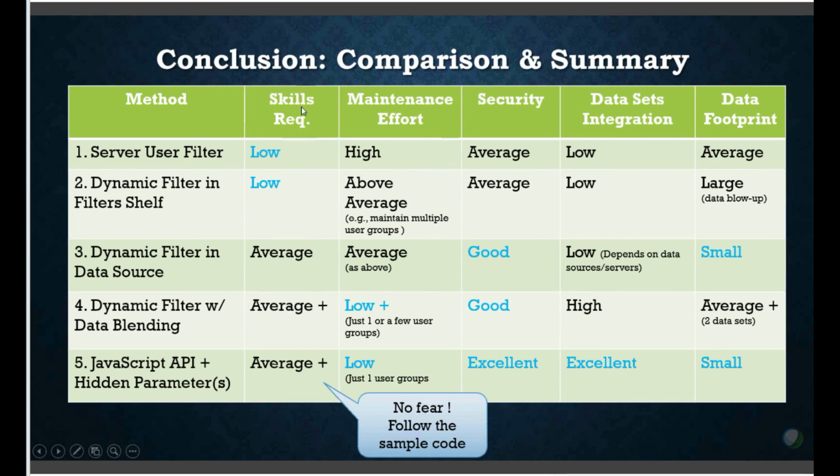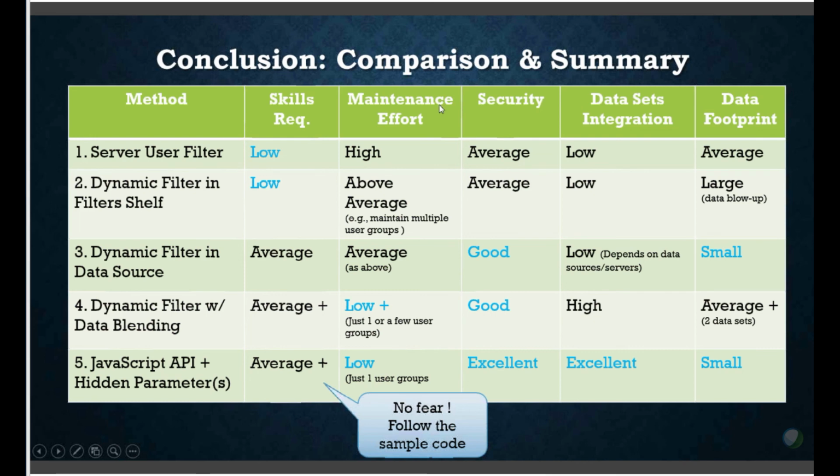The skill level required for the first solution is low. Second one, dynamic filter in future shape, is low. So you just click and drop and click here. You set up what you need. For solution number 3, the filter in the data source, you need a little bit higher skill, probably some data query. And solution number 4, because you need to blend 2 data sets together, requires a little bit of skill about Tableau. And solution number 5 will need you to do the JavaScript dynamic web page. So it needs a little bit of skill, but no fear, we have sample code right here for you to follow, so it's very easy, as I showed you.